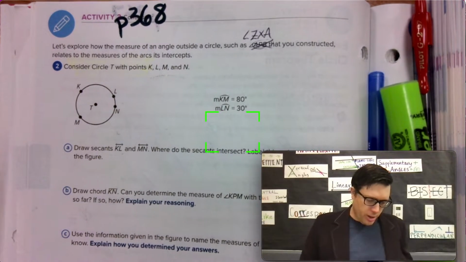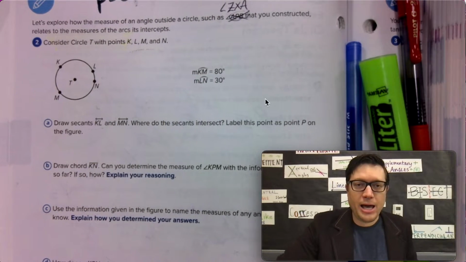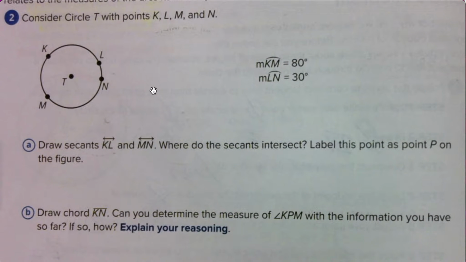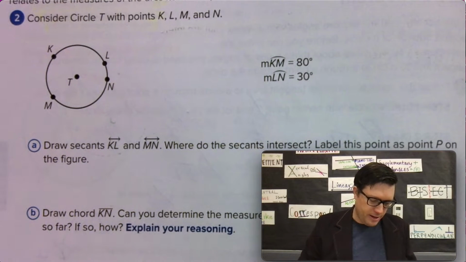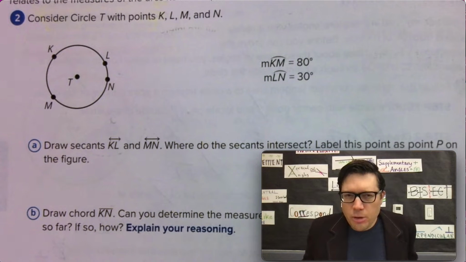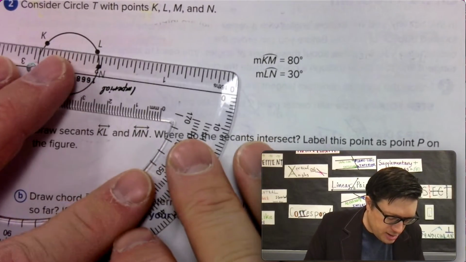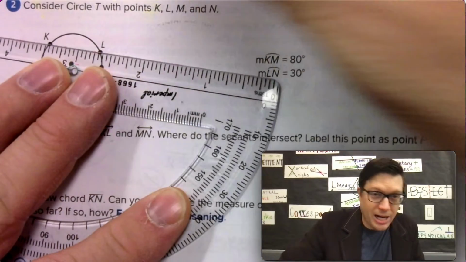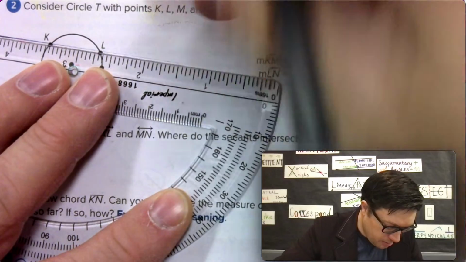Okay, we're ready. Draw secant lines. Number one: draw secant lines where KL and MN are drawn, and then where do the secants intersect? We're going to label this as point P on the figure. It might be X from the previous one, but here we go. Draw secant line KL. A secant line is a line that passes all the way through the circle, and it extends outward forever, right? So I can be a little more accurate.